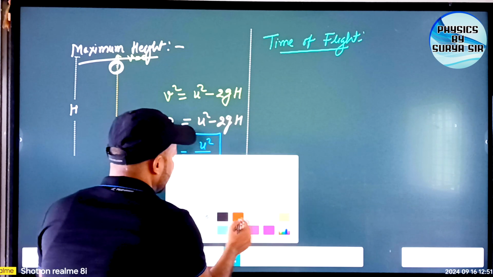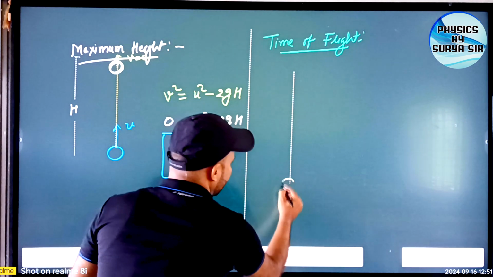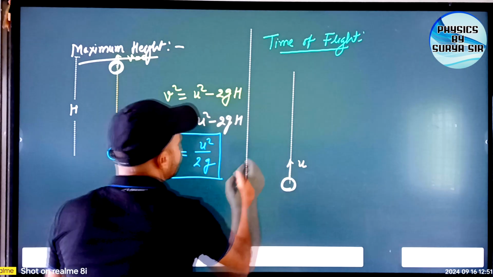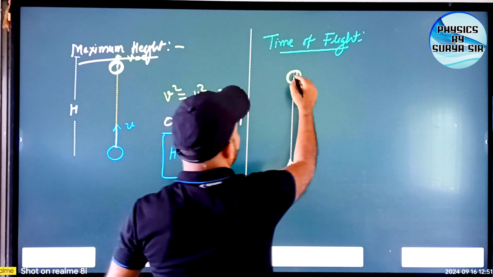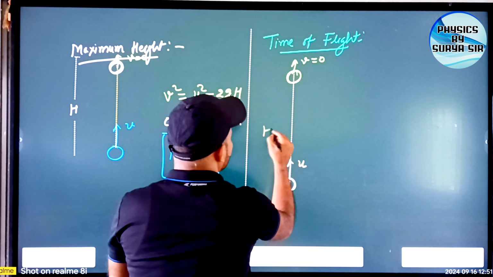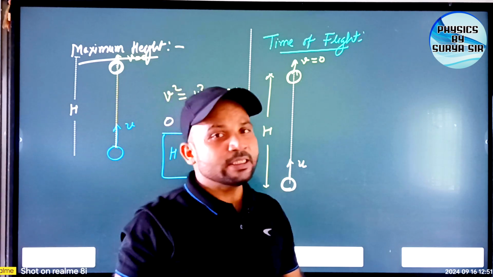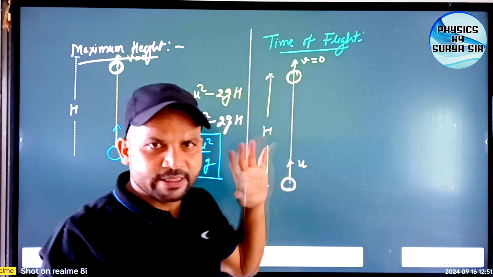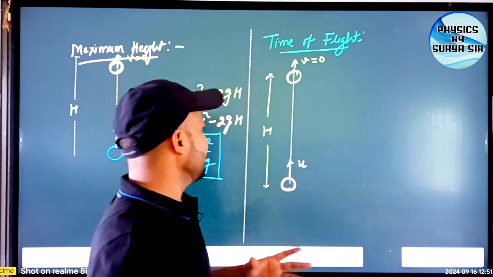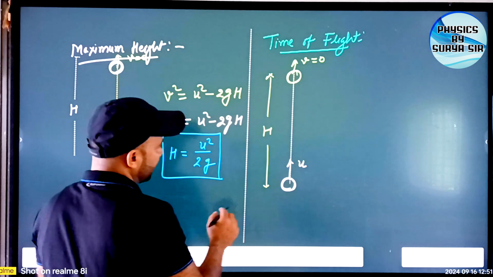We are going to take the same example where an object is moving in the upward direction with velocity u, and it reaches the final position at its peak point where its velocity is 0 and displacement is h, the maximum height. And we have to calculate what is its time of flight. So in order to find the time of flight, there are two methods. First, we can calculate directly.